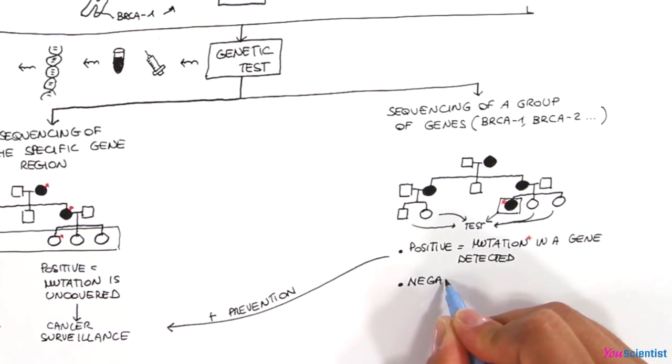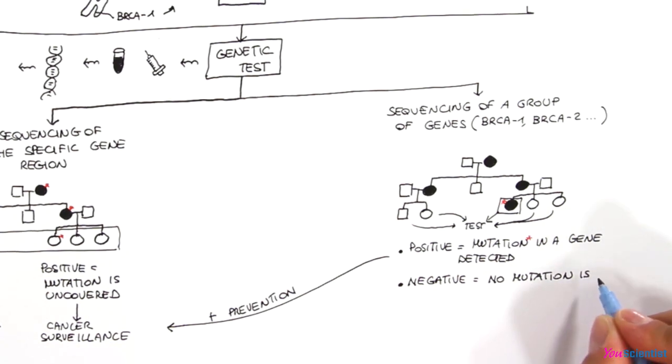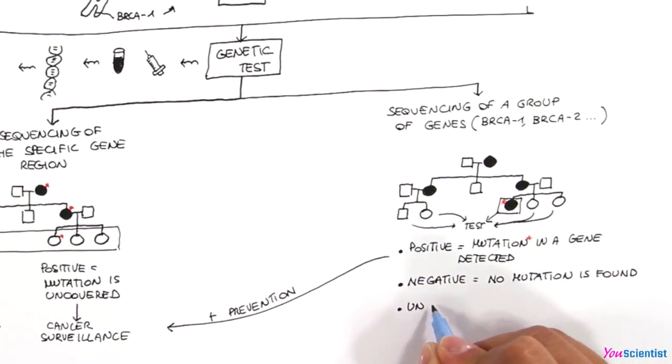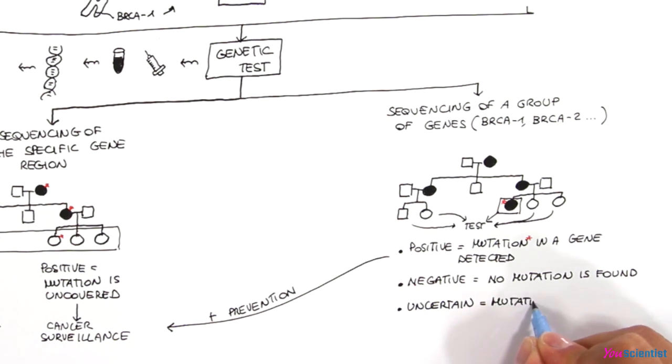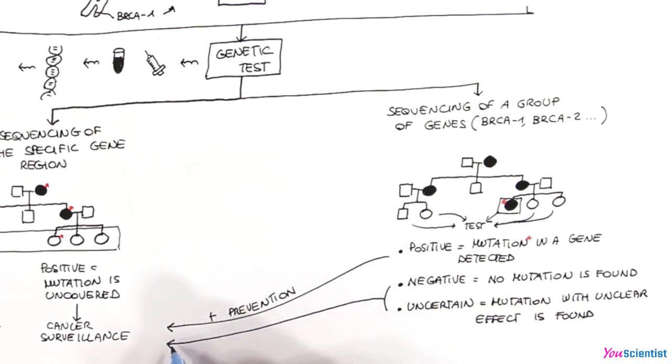The genetic test is negative when no known mutation associated with an increased risk of cancer is found. The genetic test is uncertain when it identifies a mutation, the effect of which on cancer development is still unclear. In this case, based on the family history of cancer predisposition, clinicians will direct relatives toward cancer surveillance programs.